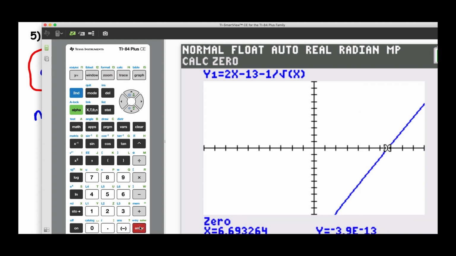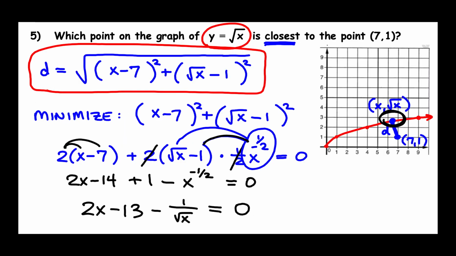You want me to guess? Yes. 6.693. All right, so 6.693. I'm going to write that down. In fact, I'll write the whole thing out super accurately because we need the y-coordinate to stay accurate as well.